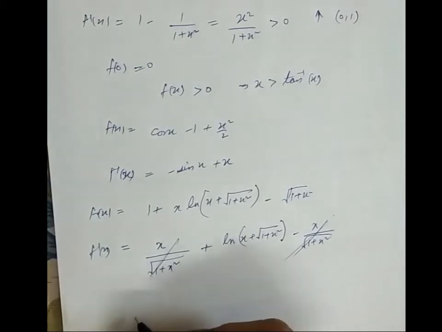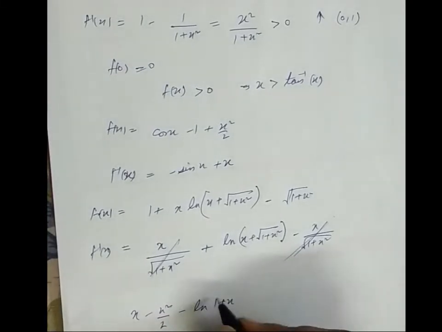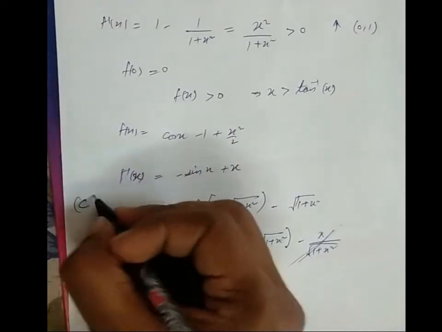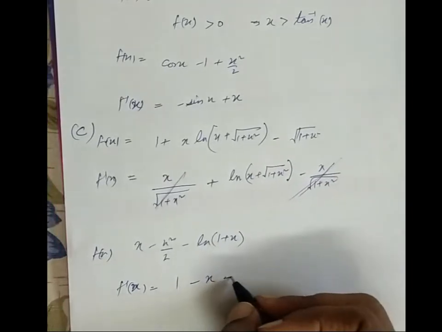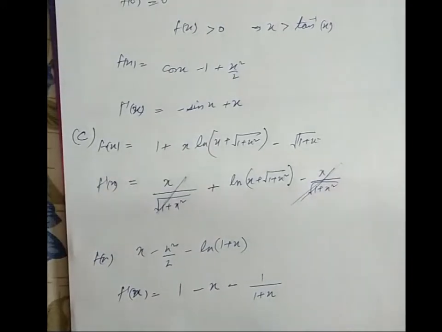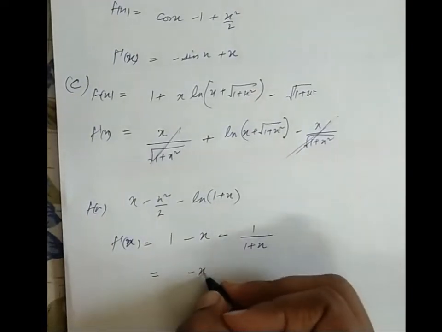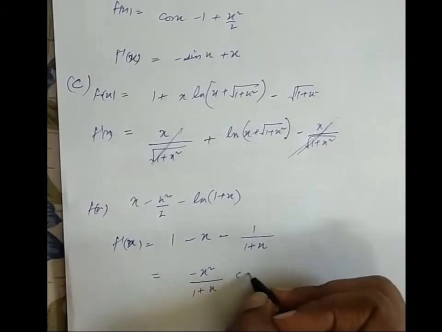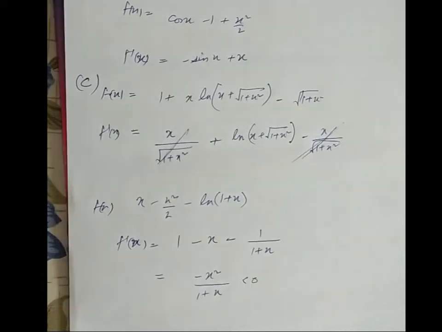Moving to option D, let f(x) be equal to x minus x square upon 2 minus ln of 1 plus x. We need to calculate f'(x). f'(x) would be 1 minus x minus 1 upon 1 plus x. On simplifying, we can reduce this to (1 minus x square minus 1 minus x) upon 1 plus x, which is less than 0. So between 0 to 1, this is less than 0, and we can also come to the conclusion for the D part as well.